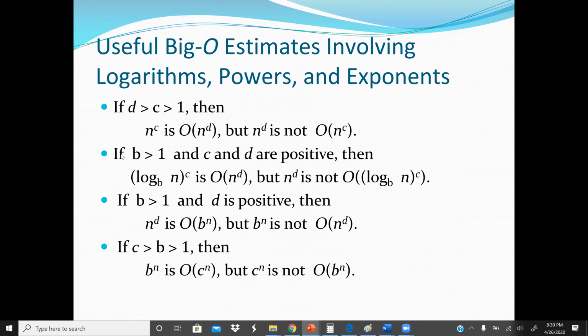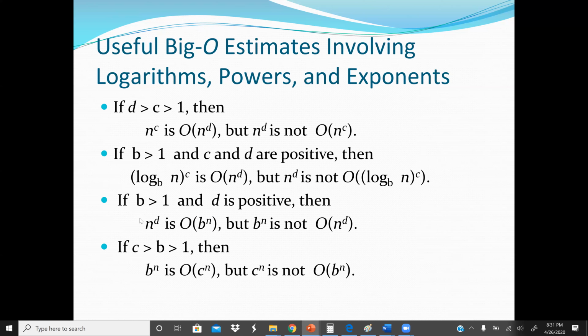Now, second, we said that if b is greater than 1 and c and d are positive, then we say that (log base b of n) to the power c is a big O of n to the power d. But n to the power d is not big O of (log base b of n) to the power c. Why? Because again, here we have b greater than 1, and c and d are positive.